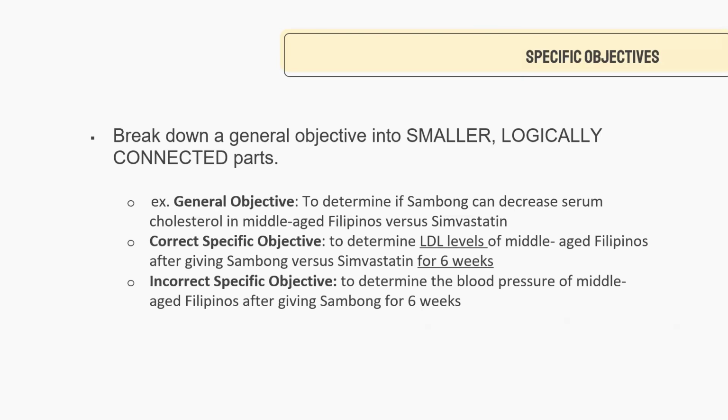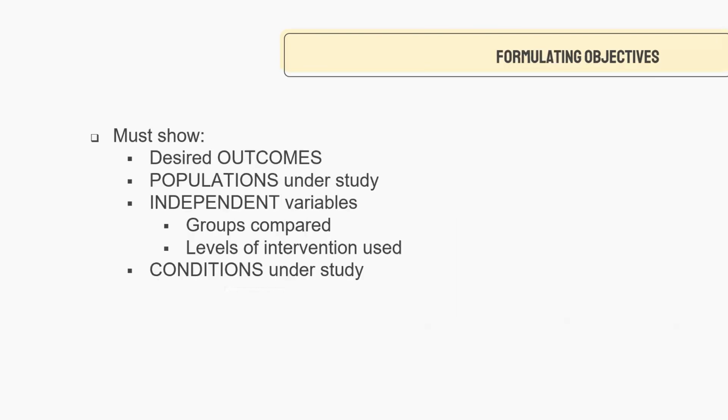An incorrect specific objective would be something that's not quite related to the general objective, which is to determine the blood pressure of middle-aged Filipinos after giving Sambong for 6 weeks. So you might measure the blood pressure during the study, but that should not be the specific objective because your general objective is about serum cholesterol. Your objectives must show your desired outcomes, the populations under study, the independent variables, such as the groups being compared or the levels of intervention used, and the conditions of your study. So basically, you try to incorporate your PCOM into your objectives.